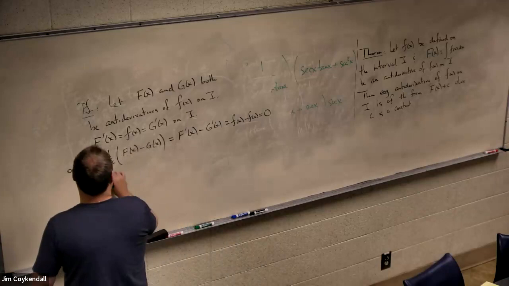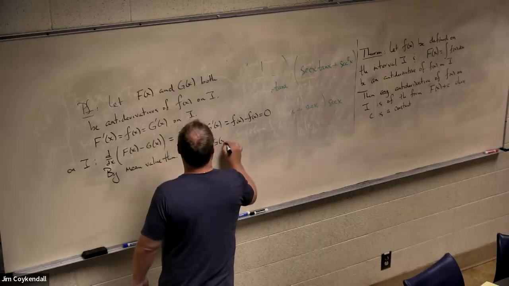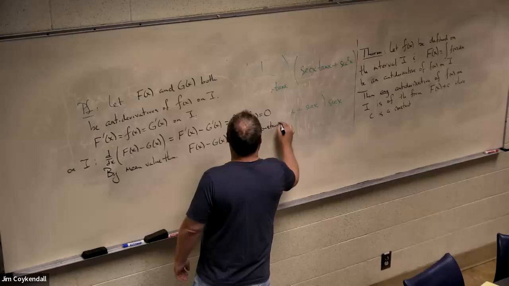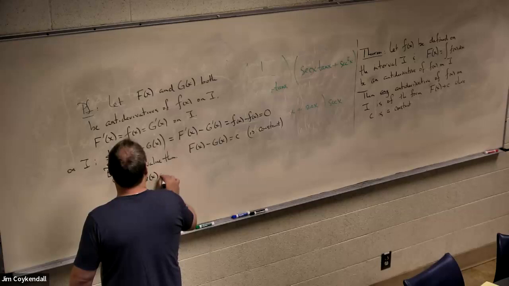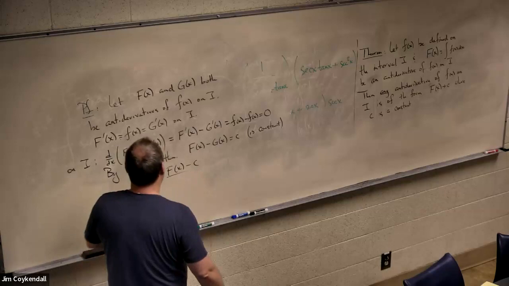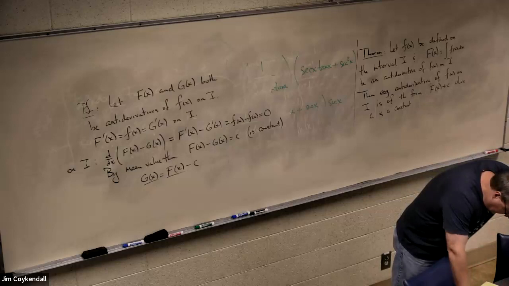By the mean value theorem, f of x minus g of x is constant. Actually, I don't know if I've been doing g of x minus f of x, but anyway, this means g of x is f of x minus c. And so, what we've said is any two antiderivatives vary by a constant. Sorry about the minus there. Okay. Any questions?